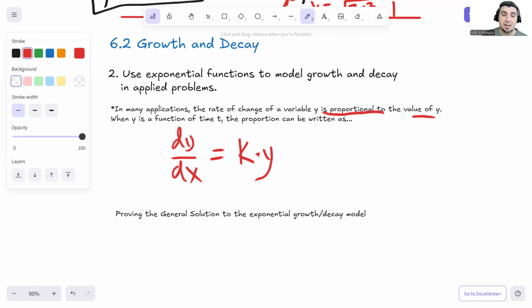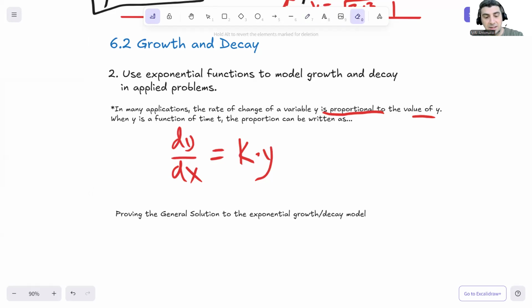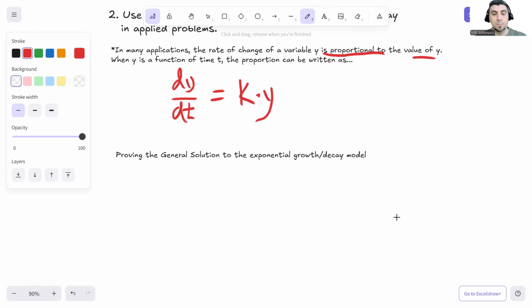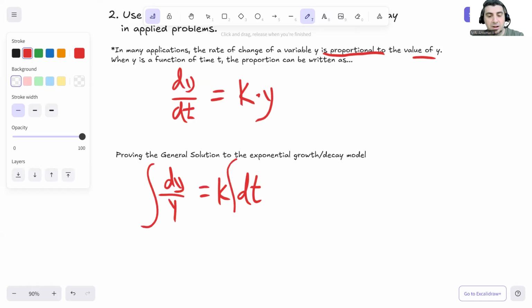When y is a function of time, we can write that proportion as dy dt equals ky. Now, what we want to do is solve this equation to get the general solution for the exponential growth and decay model. So this is a candidate for separation of variables. So dy over y equals k dt. Okay, now there's no t in the equation originally. But when we anti-differentiate here, slap our integral symbols, k stands for a constant.